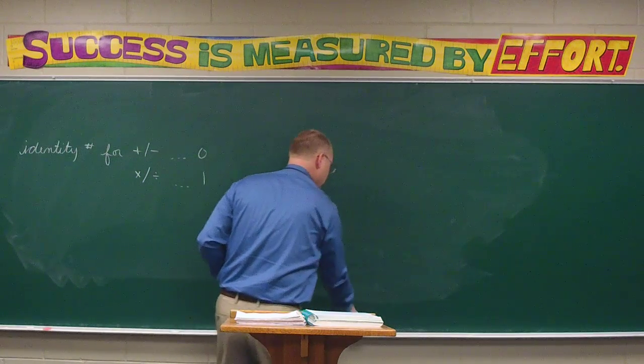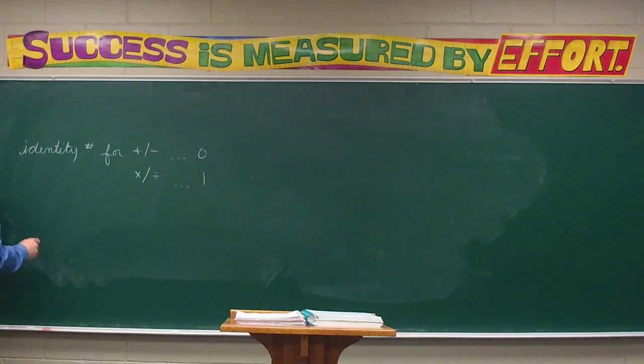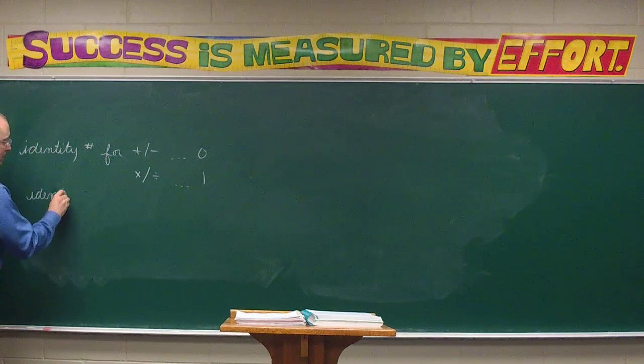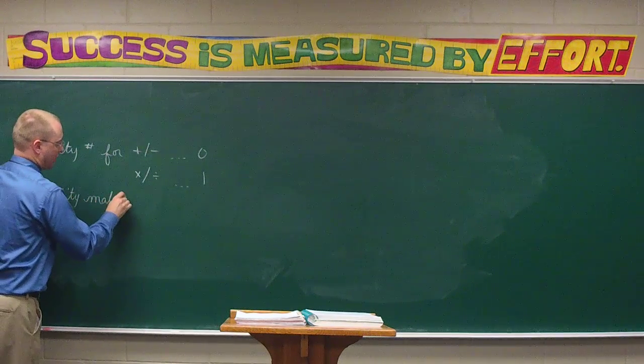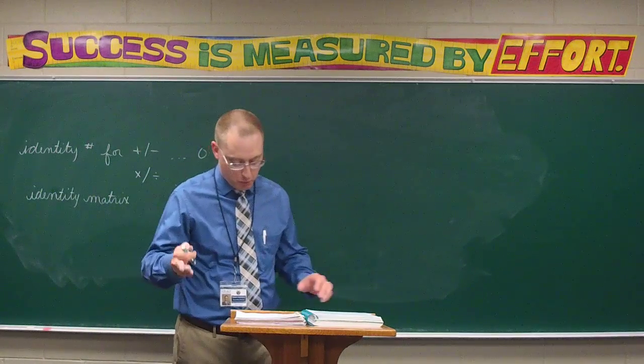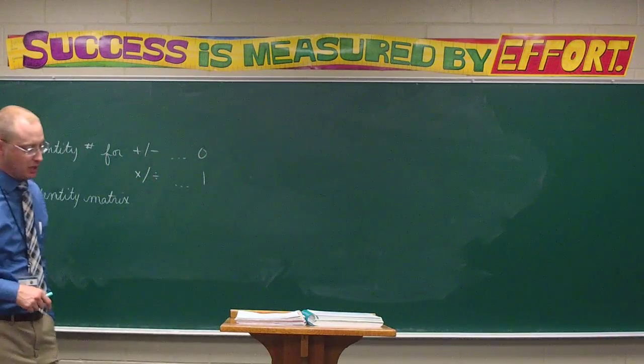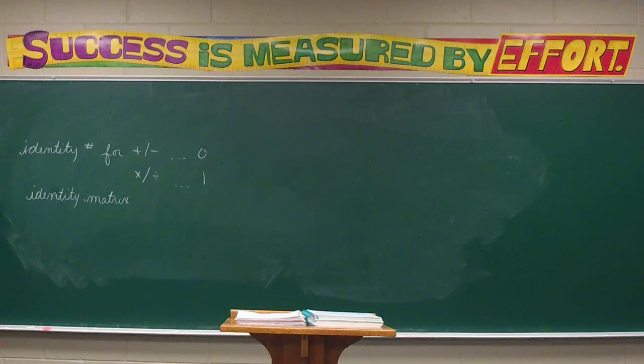But what about to multiply? We have something called an identity matrix. You can write that term in your notes. Identity matrix. It's used in multiplication. The identity matrix, you need to note this if you would, the size is going to be based on the number of columns in the matrix.